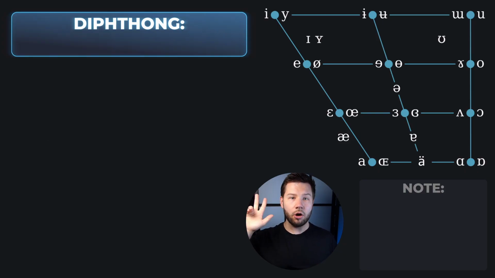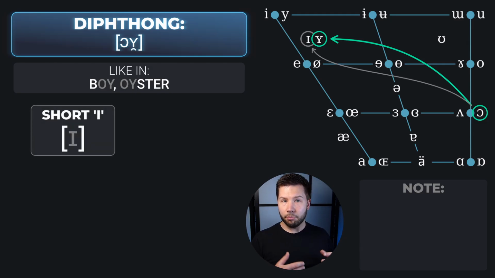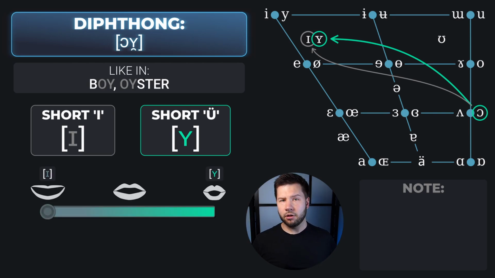It's very similar to how you say boy or oyster in English, but instead of landing on an open I, boy, you land on a rounded Ö, which is the short Ö we talked about in the last video. So just say boy, but keep your lips rounded during the diphthong. Here's a direct comparison. Boy, boy, boy, boy.